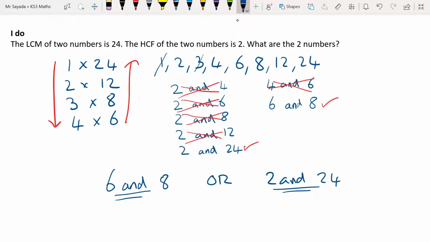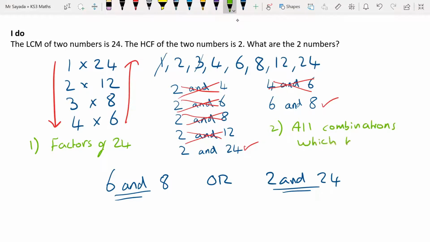So I'm just going to review very, very quickly what I did, so you have some key steps for what to do in this situation. So step 1, and I'm going to do all these steps in green. So step 1 is what I did over here. I wrote down all the factors of 24. That's what I did first. Then I wrote down all the combinations which have a highest common factor of 2.